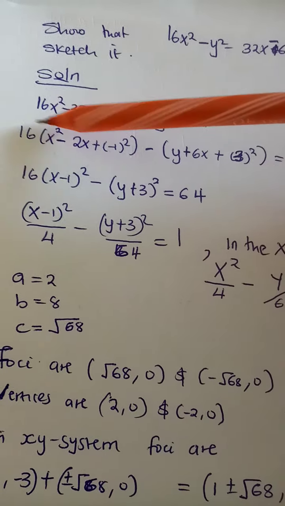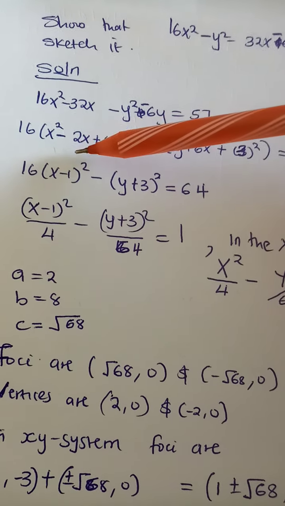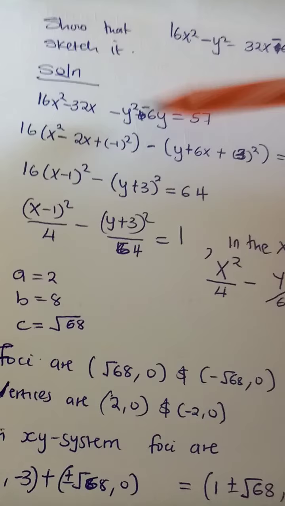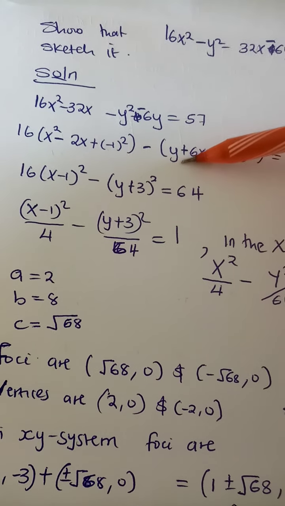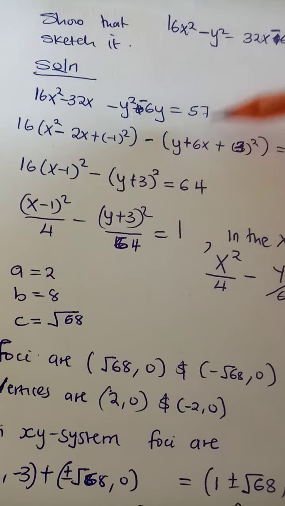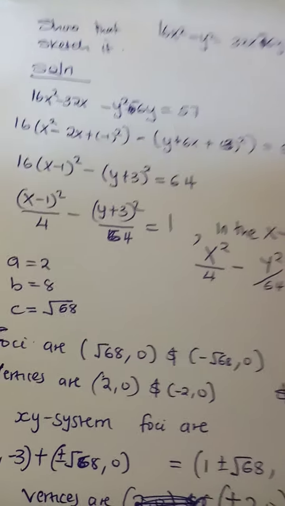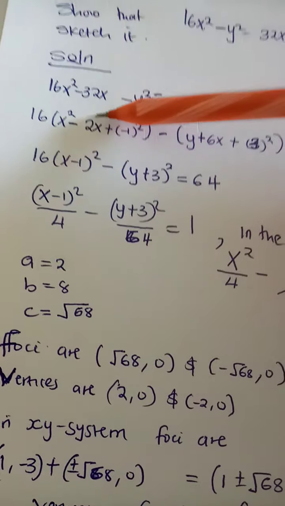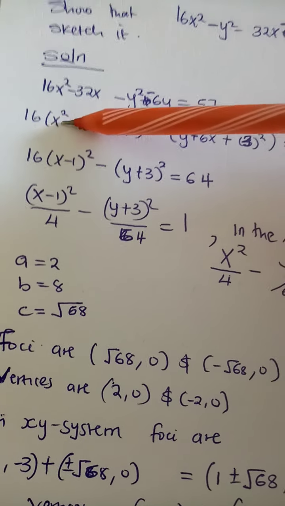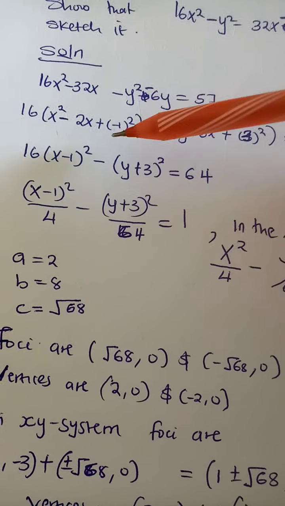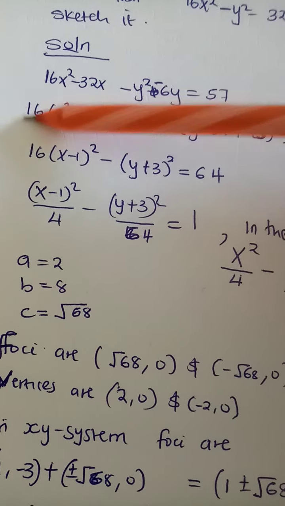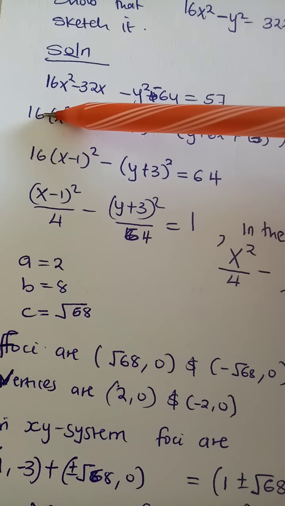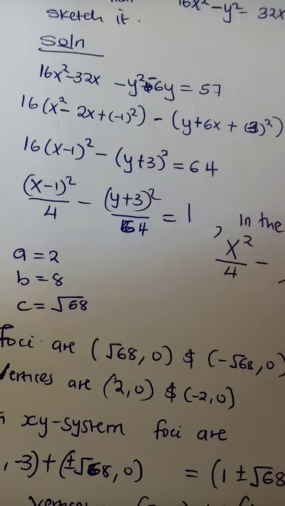I factor out 16, I will be left with x squared minus 2x. I factor out minus 1, I will be left with minus, in brackets, y squared plus 6y, equals 57. When we complete the square, it will be half the coefficient of x. Half of minus 2 is minus 1, so minus 1 squared. But remember, we need to multiply with 16 because we had factored out 16. So on the right hand side, we are going to add 16.